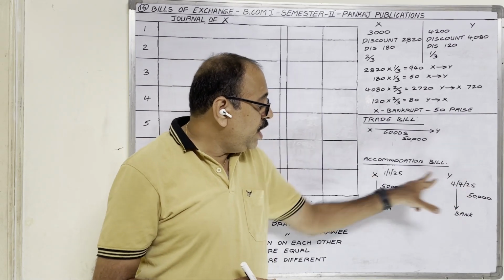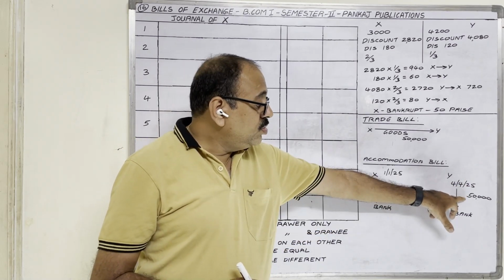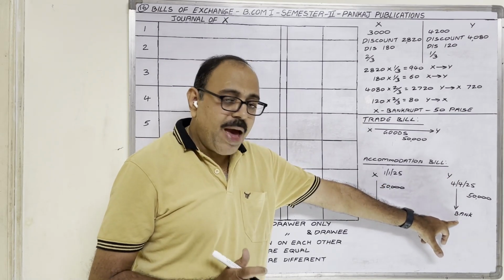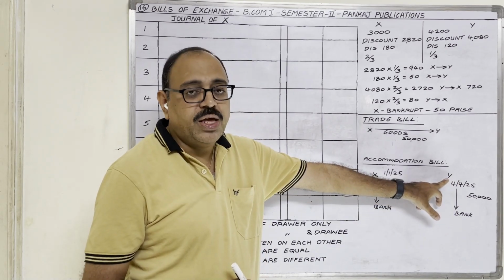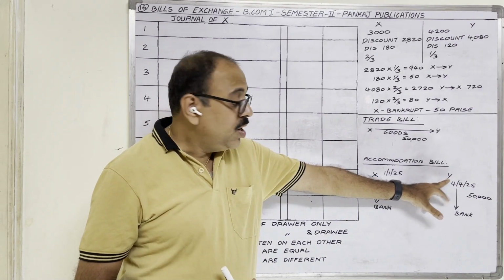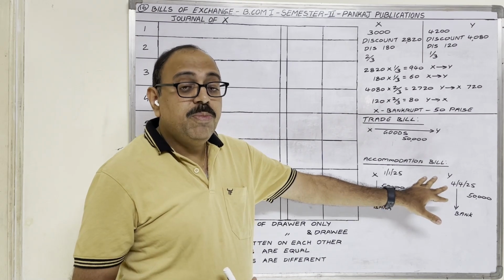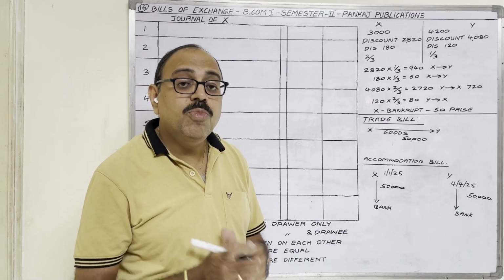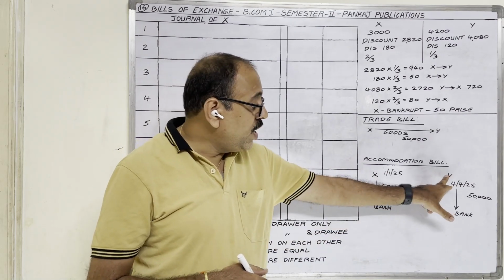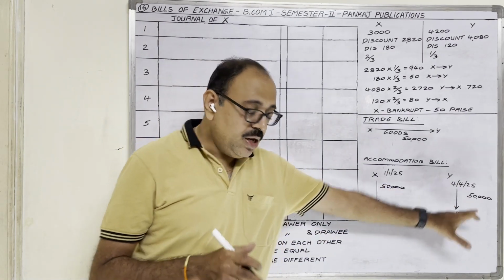Y also prepared a bill on X, no? 50,000. That bill Y discounted with the bank. Assume the bank paid 49,000 rupees to Y. Here also the discount loss is 1,000 rupees. So here what happened? Two parties prepared bills on each other and the bill amounts are the same. X prepared a 50,000 worth bill. Y also prepared a 50,000 worth bill.